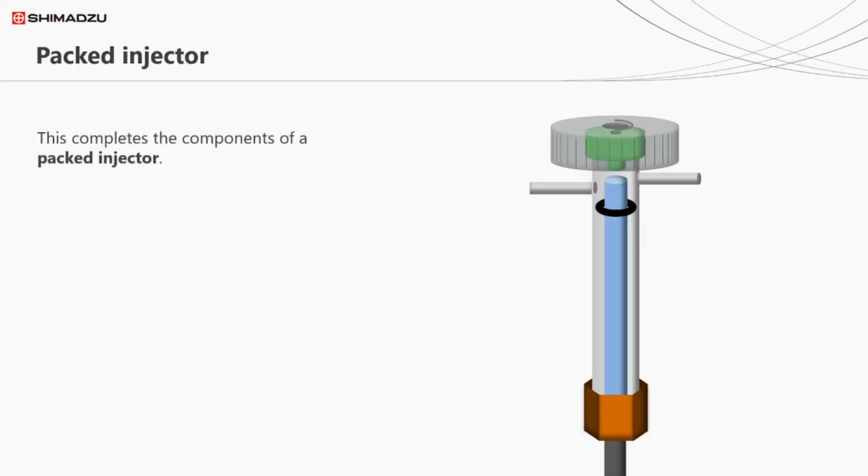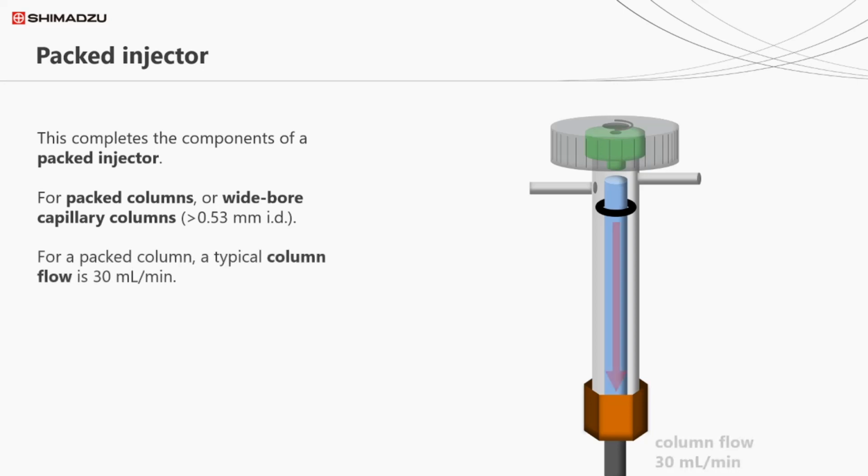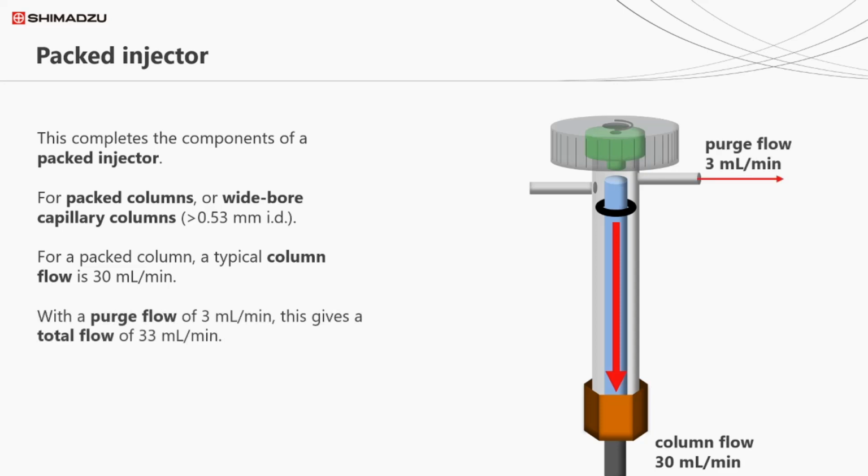These components make up the most simple inlet that can be used for gas chromatography, the packed inlet. As the name suggests, these inlets are designed for use with packed columns, but can also be used for very wide bore capillary columns, where the internal diameter is around 0.5 mm or more. With a typical packed column, the carrier flow rate to give optimal separation is around 30 mils per minute. If we combine this with our 3 mils a minute of purge flow, we end up with a total flow from the flow controller of 33 mils per minute.